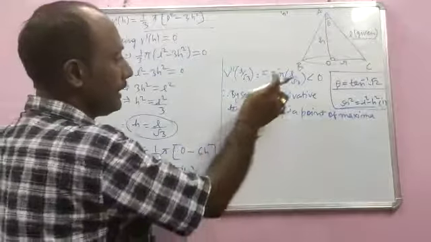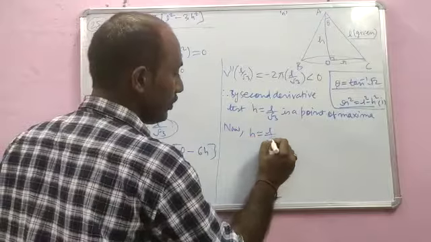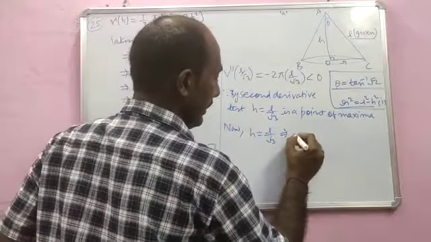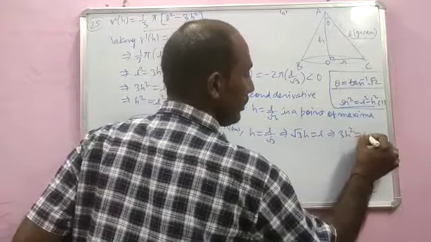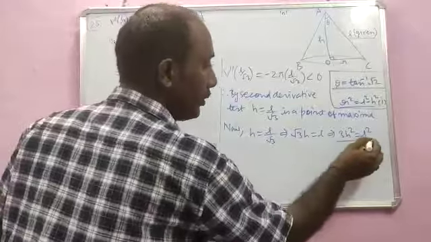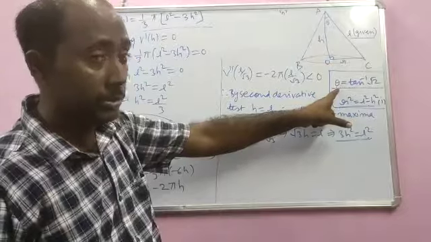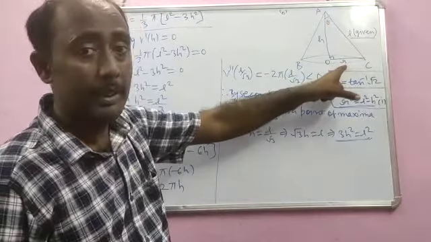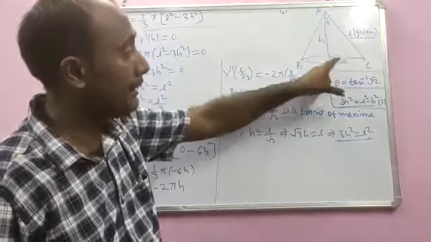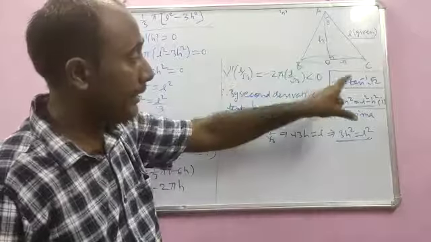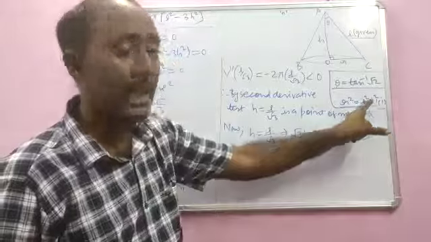Okay, so once we got this as a point of maxima, now h is equal to L by root 3 implies that root 3h is equal to L. So this implies 3h square is equal to L square. Now we will put this value in equation 1. Why? Because our objective is to get this value, and tan theta is the ratio of perpendicular and base. Perpendicular is r and base is h. So we have to get a relationship between r and h. That can only be obtained by replacing L square from here. Then we will get a relationship between r and h.